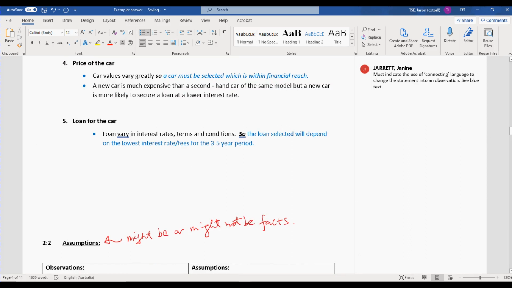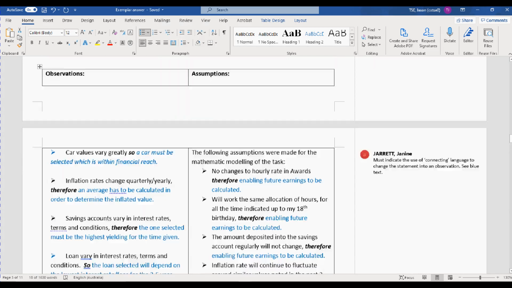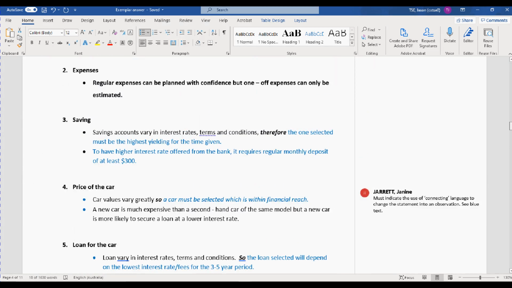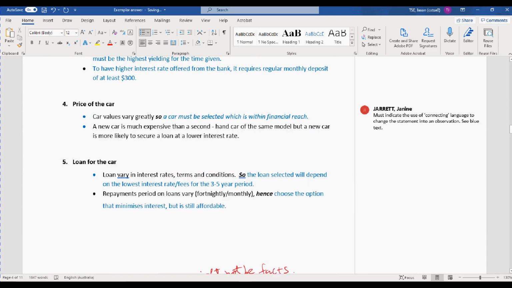Okay. So, and you might consider another one as well. So repayment period of loan varies. So, for example, monthly, hence choose the option that minimizes the interest, but it's still affordable, right? So that's another one you might consider. Okay. All right. So let's see.